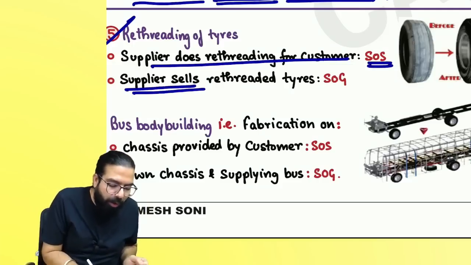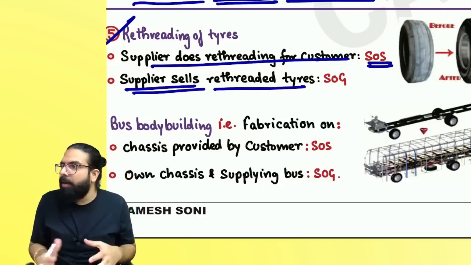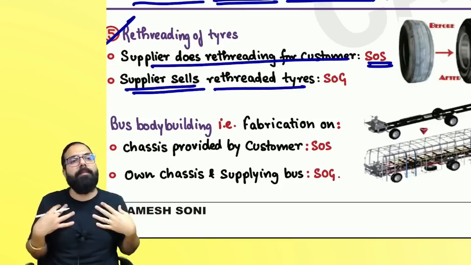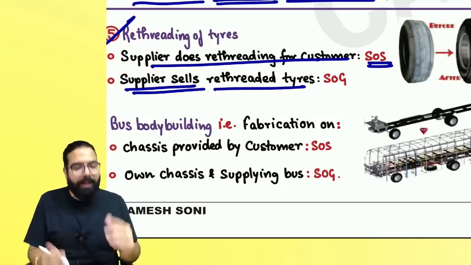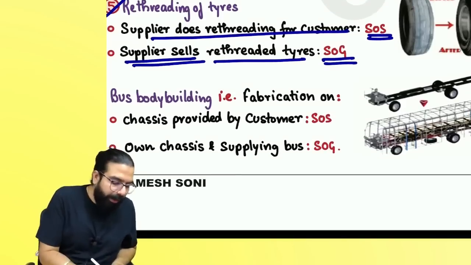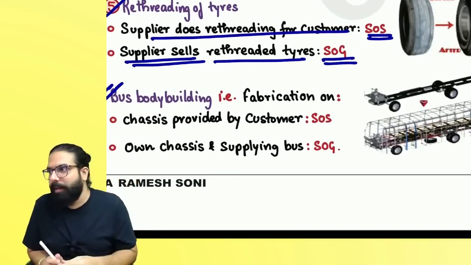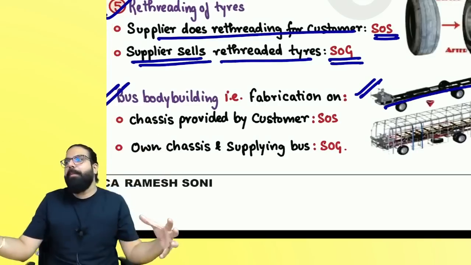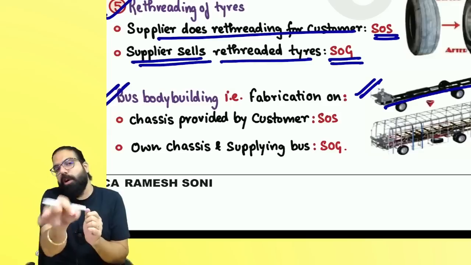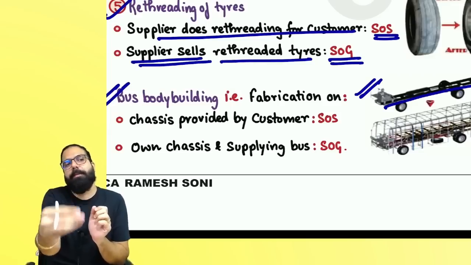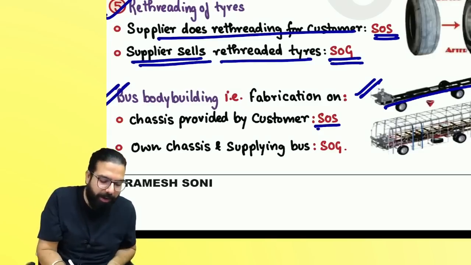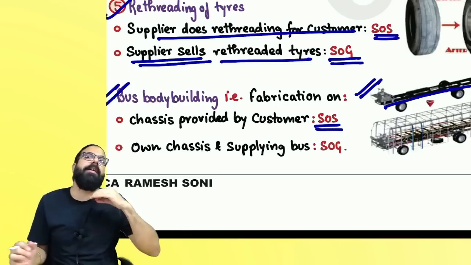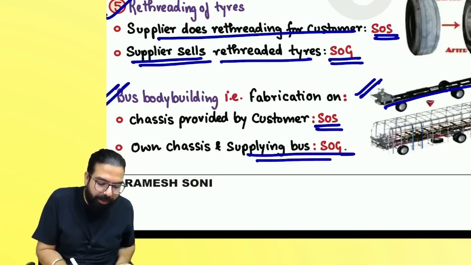But sir, if I go ahead and sell retreaded tire, I bought tires from the market, retreaded them, and I'm selling retreaded tire. Bye-bye, I'm doing an activity on my own goods and then selling it. That will always be a supply of goods. The next example over here is bus bodybuilding ka example, fabrication. If one person gives me the chassis of the bus and I do the fabrication, I am doing an activity which is on your goods, then my activity will be a treatment or process on your goods, which will always be a supply of service. However, if I am going ahead and having my own chassis and I do the fabrication and sell the bus, selling of bus will always be a supply of goods.